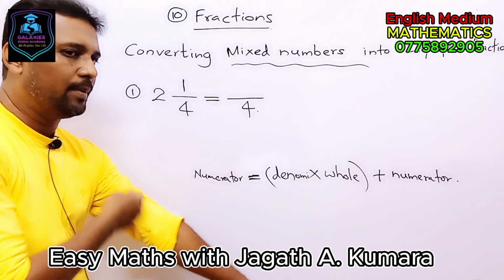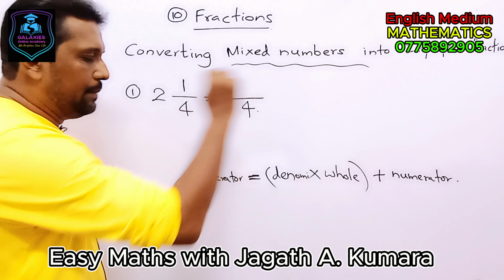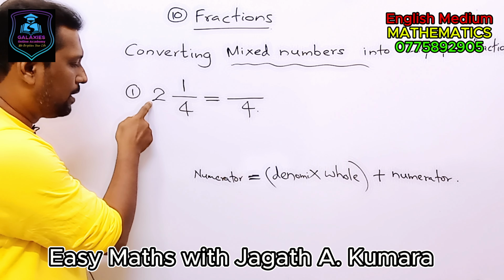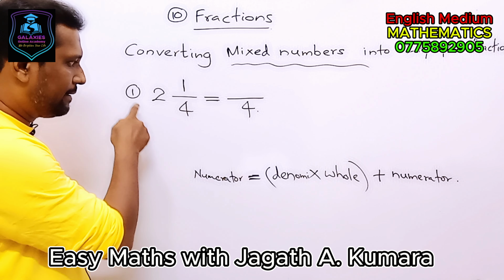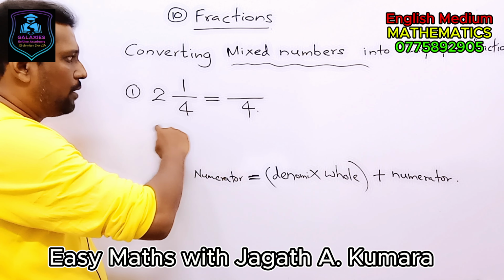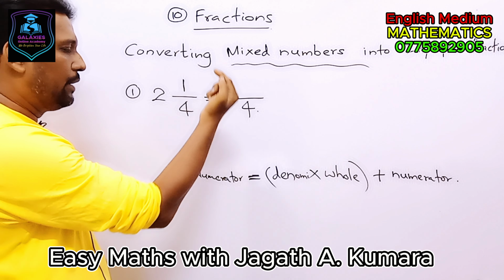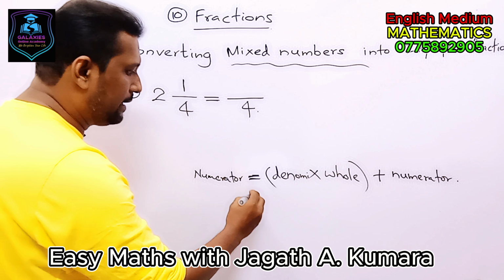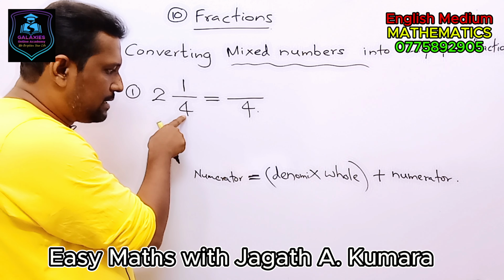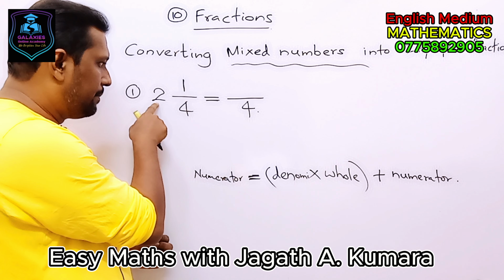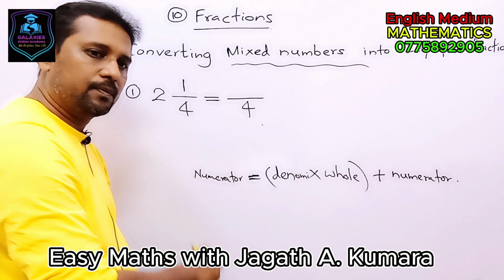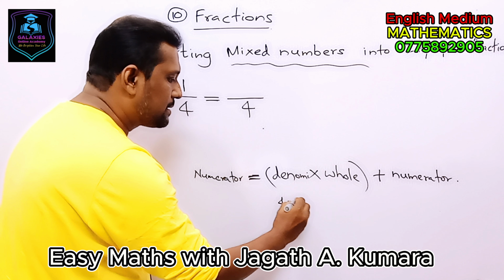What is the numerator getting method of the improper fraction? First you have to multiply denominator and whole number, then you can get the answer. Then you have to add numerator value to the answer. Right? Now you check how you can get it. What is the denominator? 4. Whole number is 2. First you multiply these two. 4 multiply 2, what is the answer? 8.